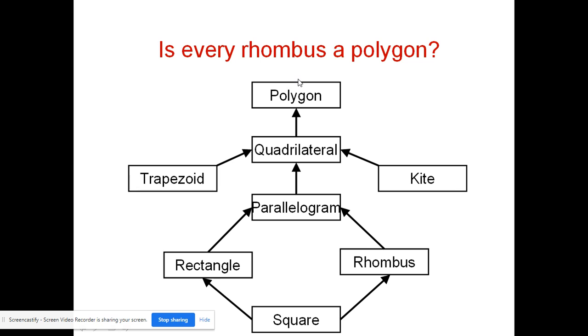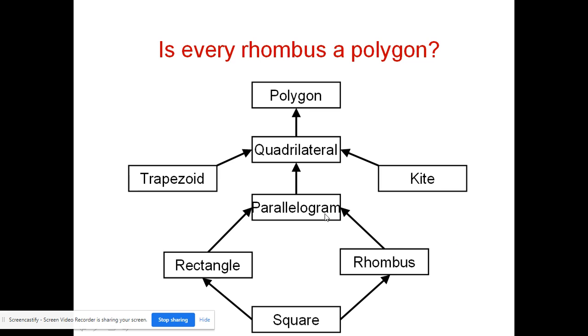Okay. Now I'm going to give you some questions, and we're going to practice this a little bit and see what you come up with. We'll have a few questions. The first one is this. At the top, you see, is every rhombus a polygon? We just talked about a square, but let's look at every rhombus. Find rhombus on here. And again, you're going up. Every rhombus is what it connects to above, not below, but above.